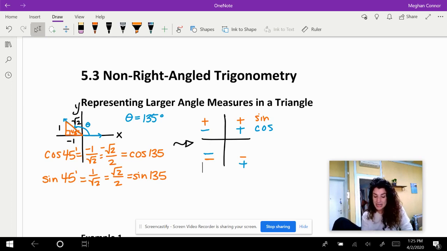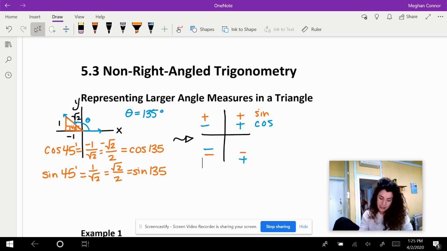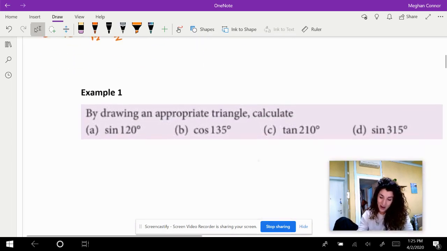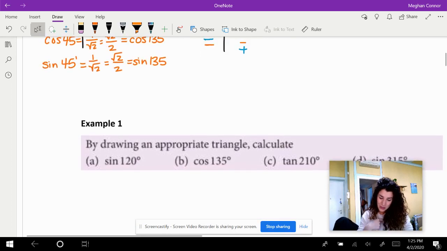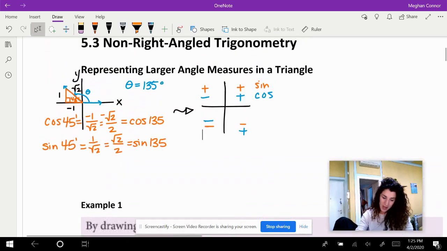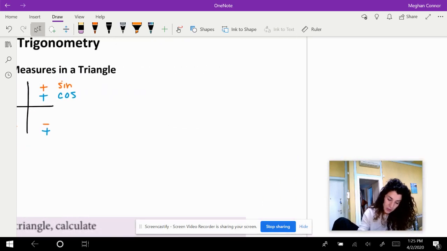We're going to do another example of building a right triangle given a certain obtuse angle. I'm going to double check that it's not one we already did. We already did 135, so let's do 150. Yeah. So we'll do another example.